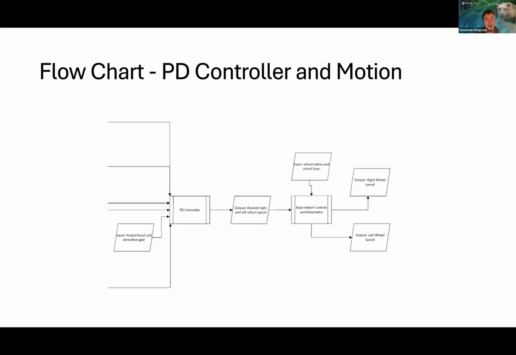All those go in there, and it will tell the robot what to do, like what speed the wheel should be at. So that goes into the basic robot controls and kinematics, which is calculated by the wheel radius and the wheel base, and that outputs the wheel speed for the right and left wheel.